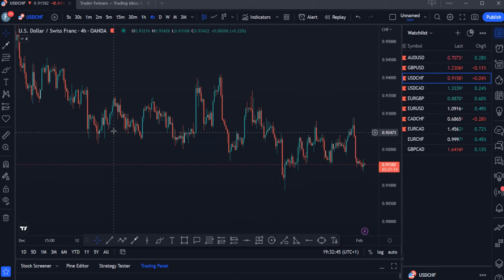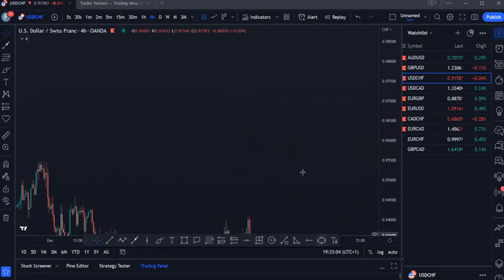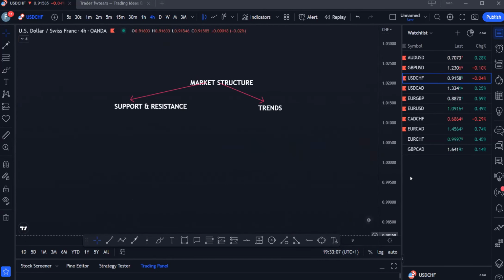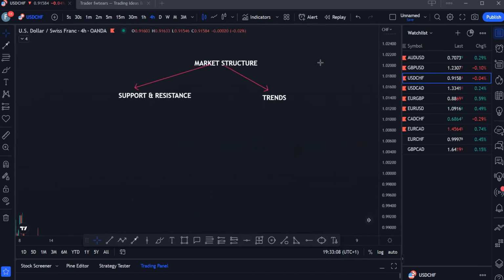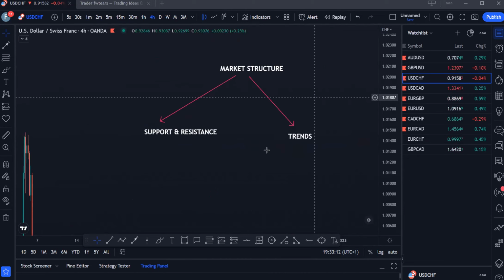How can we interpret it in such a way that we will know the best places to buy and the best places to take a sell? That is the whole point of market structure. So it has been broken down to a few concepts, and then we'll talk about just 2 concepts for today, and then we'll talk about the rest later on. Okay, so let's start from the concept of support and resistance.